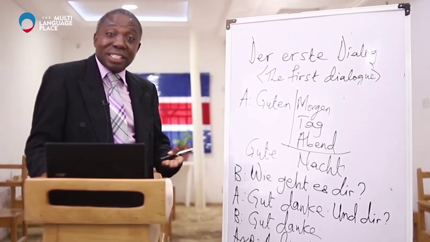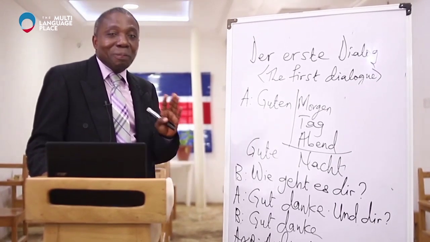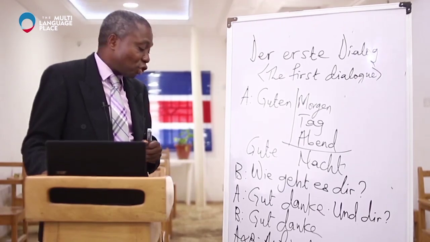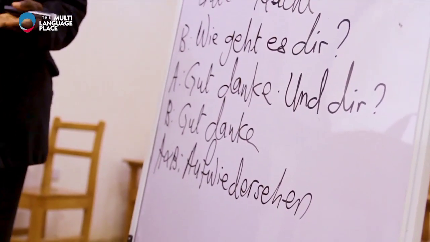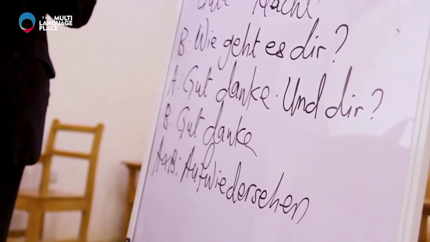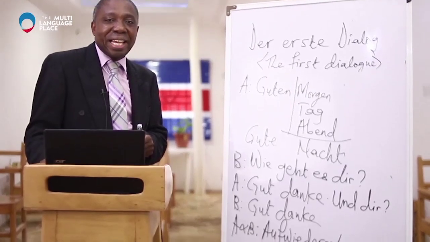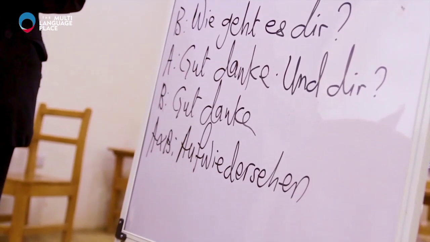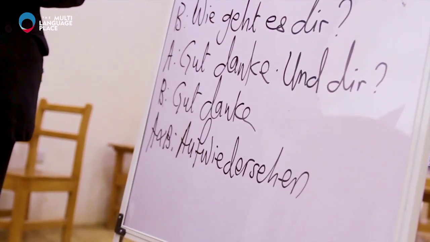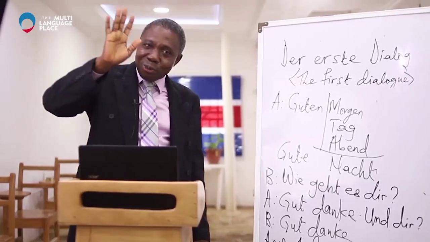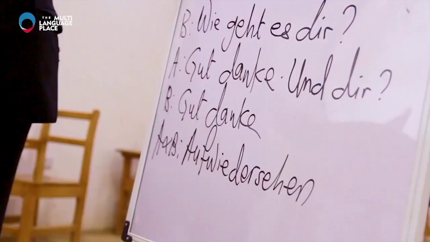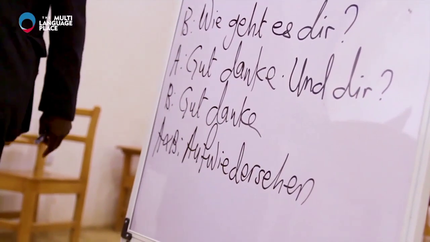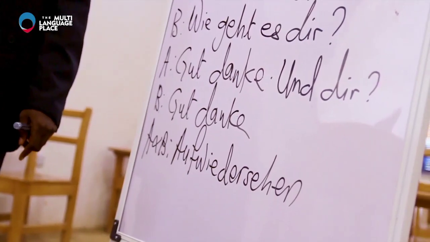After the two have greeted themselves, they now say bye-bye to themselves. How do you say that in German? They say, Auf Wiedersehen. Can you say it after me? Auf Wiedersehen. Definitely with a wave. Auf Wiedersehen. So that shows us the informal level of greeting.